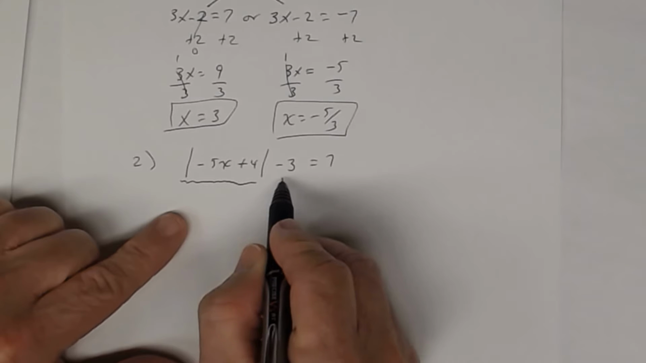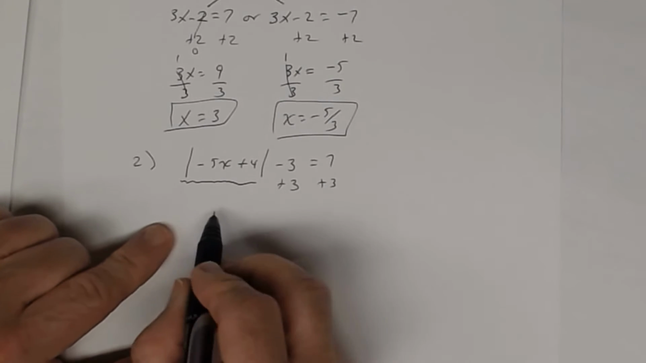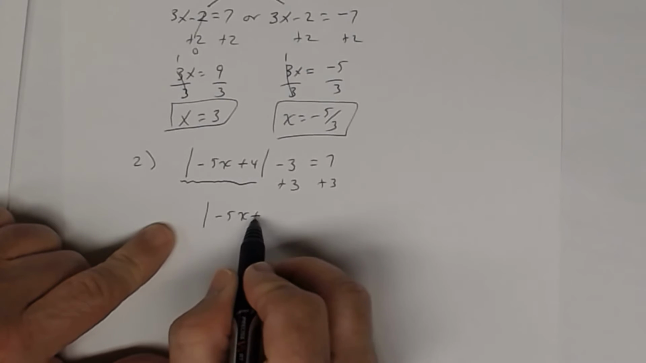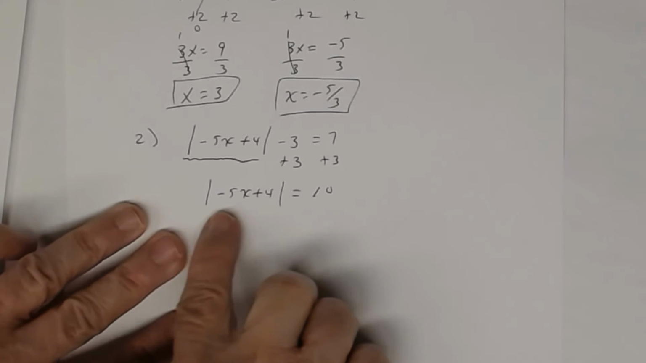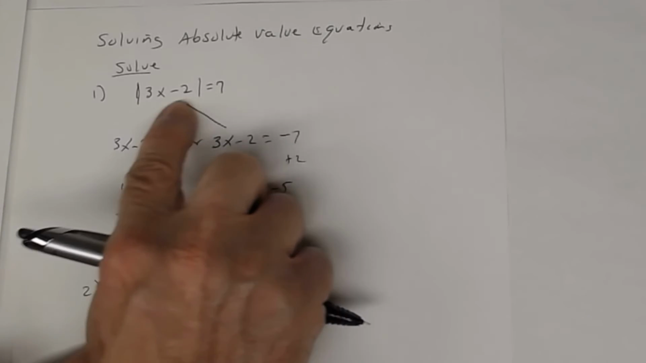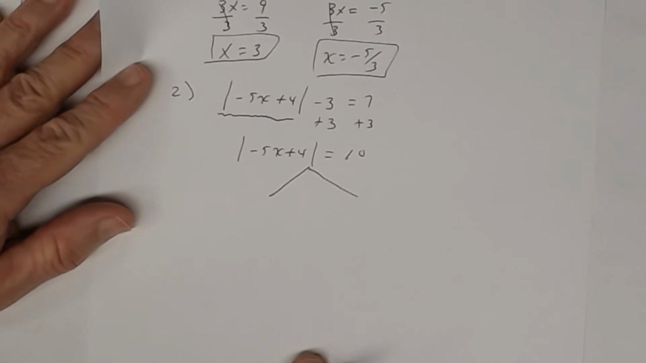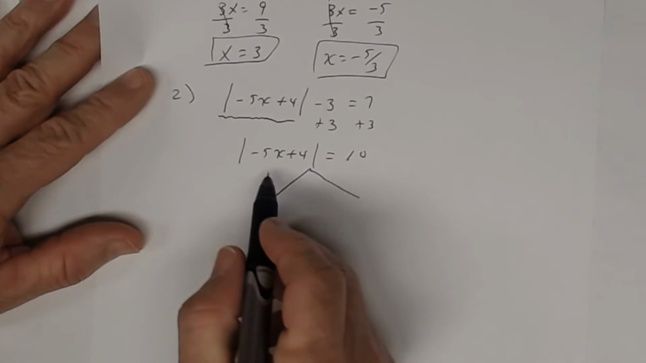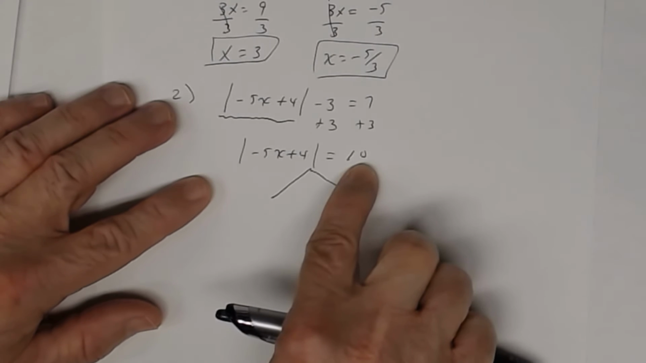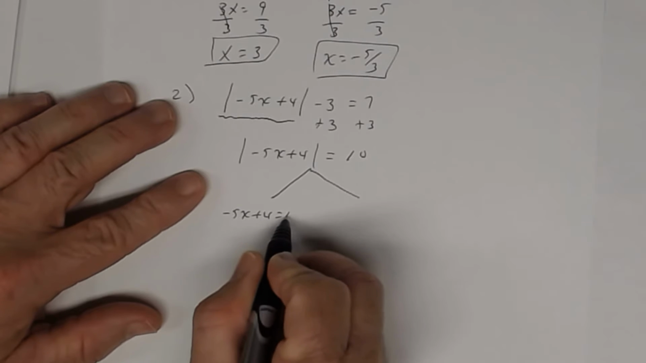So notice I must get this right here by itself. That means I got to add 3 to both sides next, right? So let's go ahead and add 3 to both sides. So I get the absolute value of negative 5x plus 4 is now equal to 10. Now at this point, this is where you're going to rewrite it as 2 equations without absolute value bars. So the first thing you do is just rewrite this without the absolute value bars. So you're going to say negative 5x plus 4 equals 10.